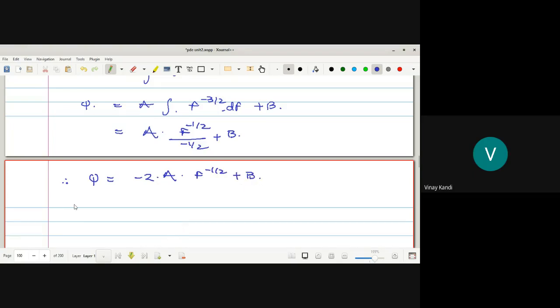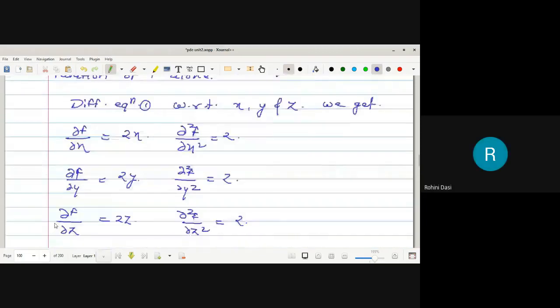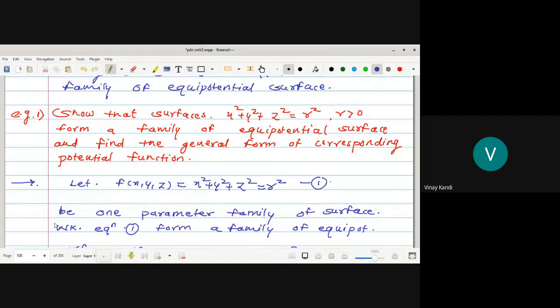Okay, now therefore psi is equal to minus 2 into a. What is the value of f? It is r square, so r square raised to minus 1 by 2 becomes r raised to minus 1, plus b. So therefore psi is equal to minus 2a upon r plus b. So this is the value of our potential function. Okay. Any doubt? So here we showed that the surface x square plus y square plus z square is equal to r square, where r is greater than 0, forms a family of equipotential surfaces, and we found the general form of potential function.